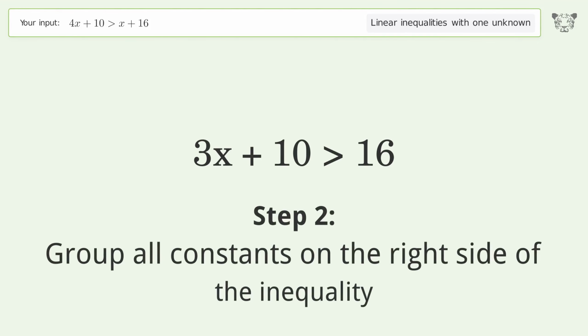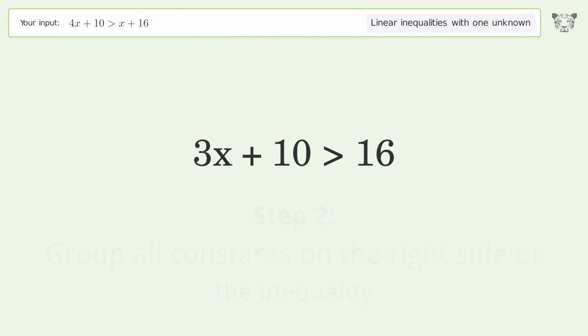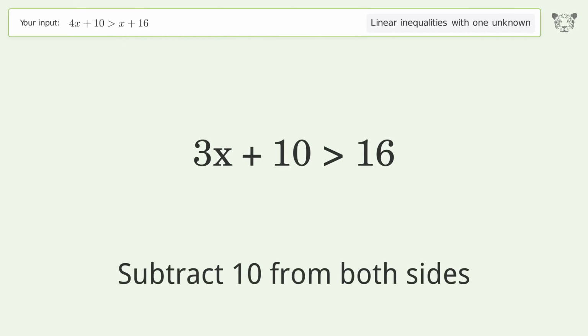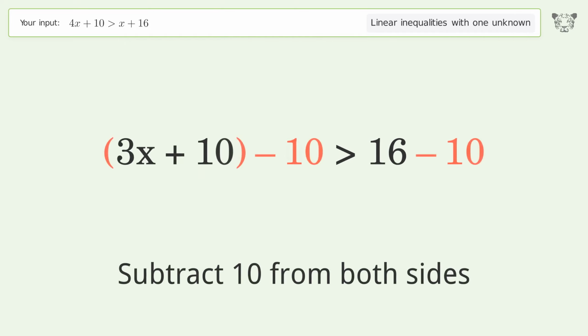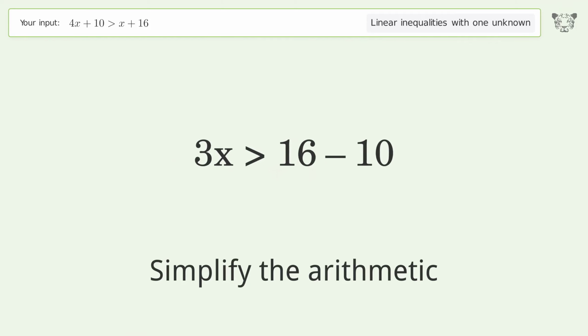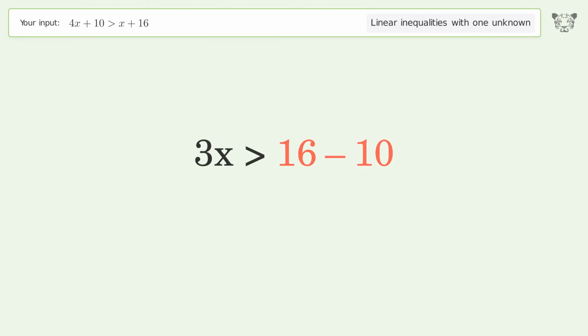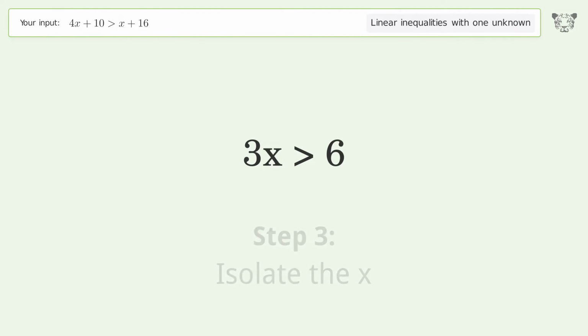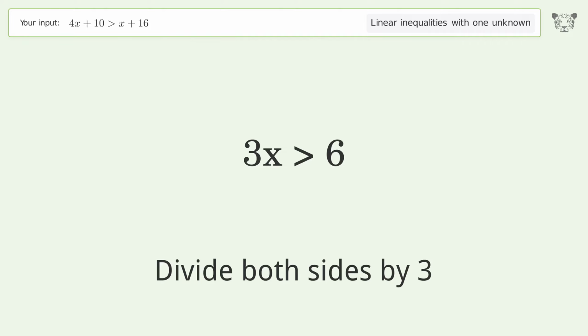Group all constants on the right side of the inequality. Subtract 10 from both sides. Simplify the arithmetic. Isolate the x. Divide both sides by 3.